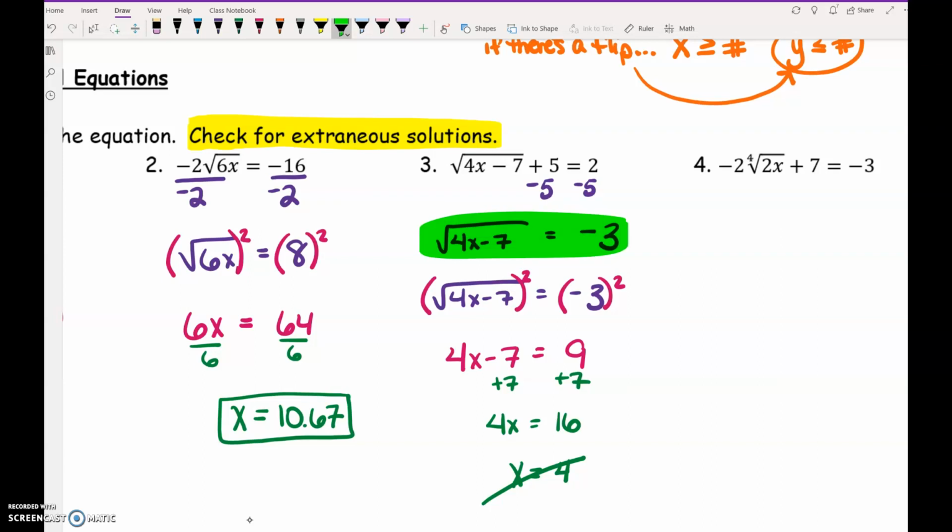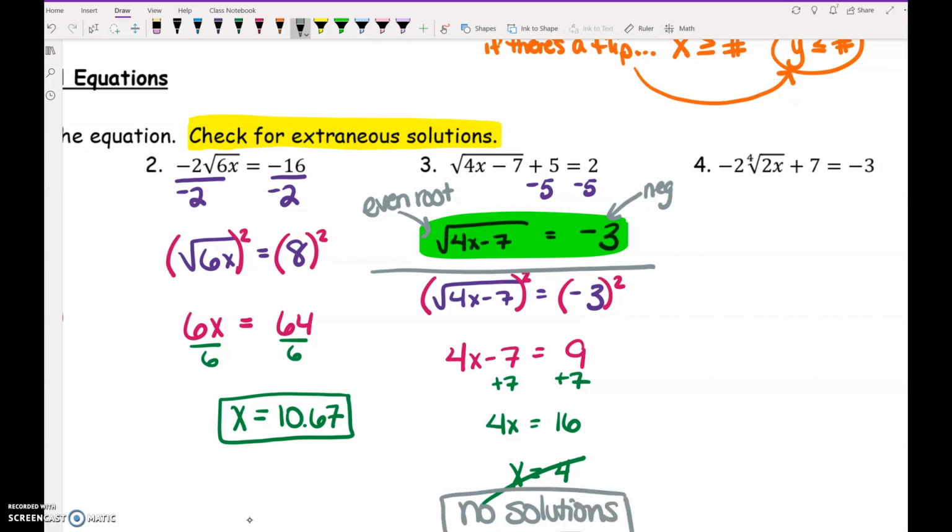Can the square root equal a negative number? No. The result of a square root is going to be a positive number. So this line right here is a red flag that I am going to end up getting an extraneous solution that doesn't work. If you're solving one of these problems and it's an even root, a square root or a fourth root or a sixth root, and it equals a negative, it's not going to work. You can stop right there and write no solutions.